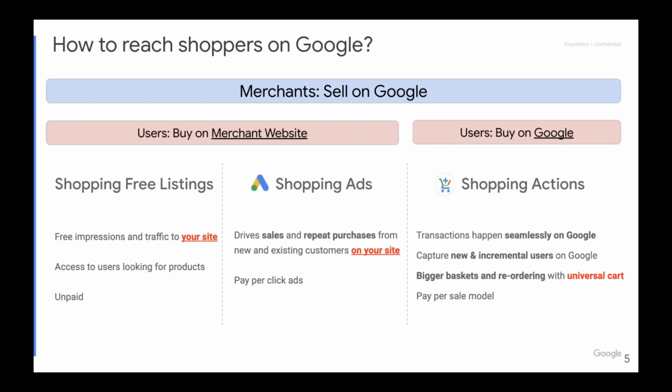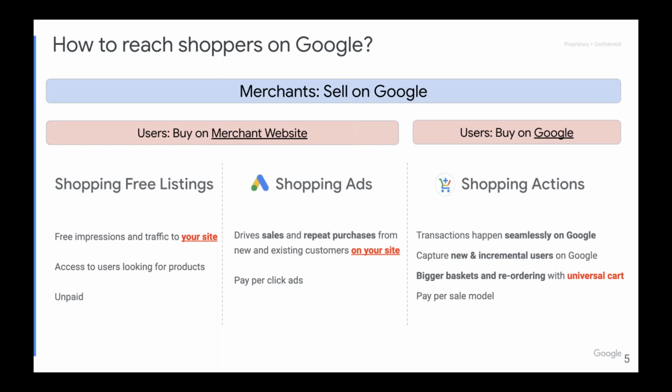Now, this is an attempt from me to explain what all comes under Google Shopping. The end objective, from a merchant perspective, is how we reach the millions of shoppers available on Google, and how the merchant sells on Google. From a user perspective, there are basically two options for merchants selling on Google. One, you can buy on the merchant website. So a user is searching for products on google.com, and we direct traffic to the merchant website, where the end transaction happens.